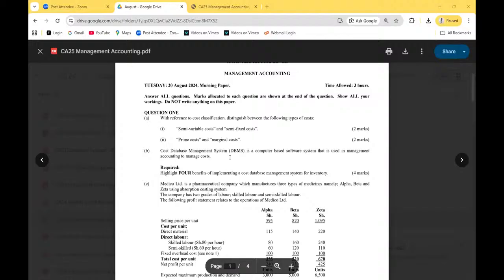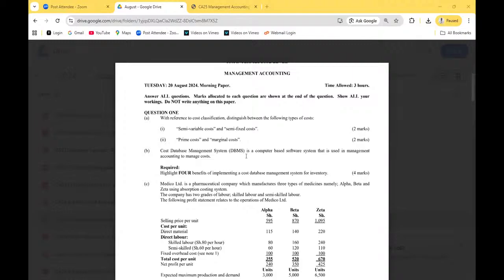Then let's get to what we call prime cost. Prime cost and marginal cost. We have how many components of prime cost? 3. Can you please list them down there? 3 components of prime cost. Remember, you need that knowledge in topic number 10, in topic number 7.